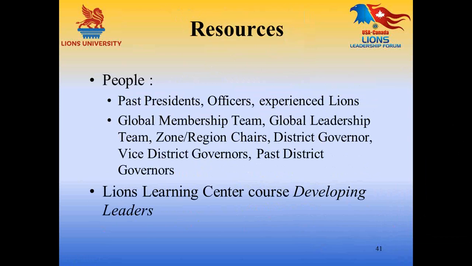Resources are not just confined to the online and written materials. People are resources as well. Don't overlook the Lions who can assist you, and this would be past presidents, past officers, experienced Lions in your club, district governor, vice governors, global leadership and membership team members, zone and region chairs. I mean, there are just so many people out there that have a wealth of knowledge and experience that you can tap into. And we mentioned mentoring just a minute ago.